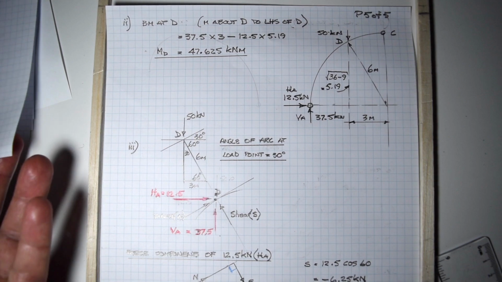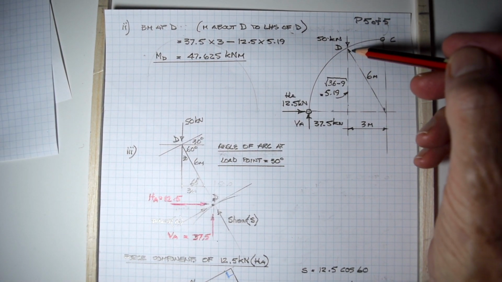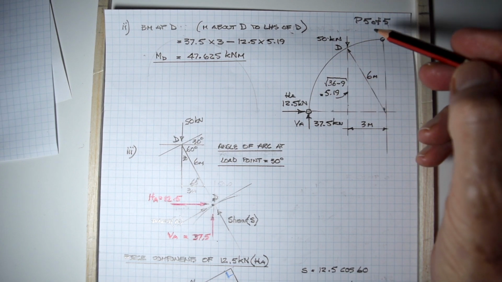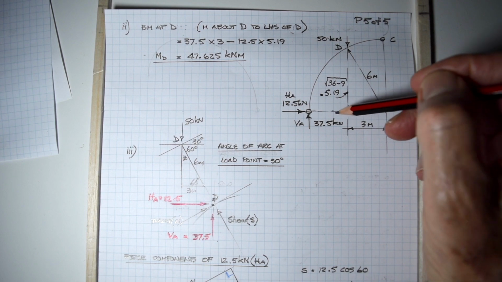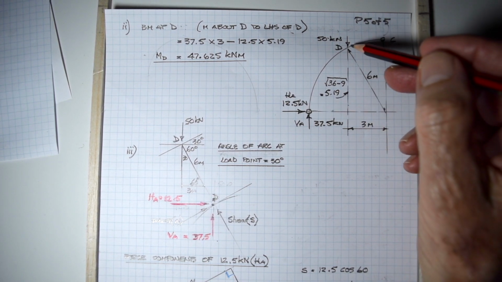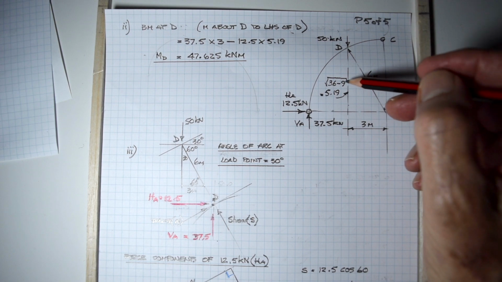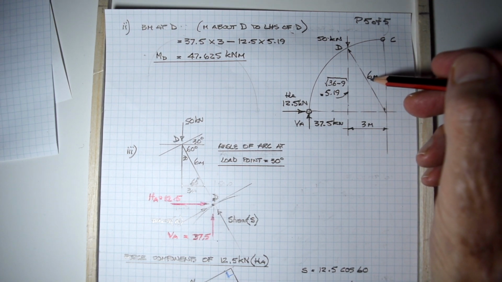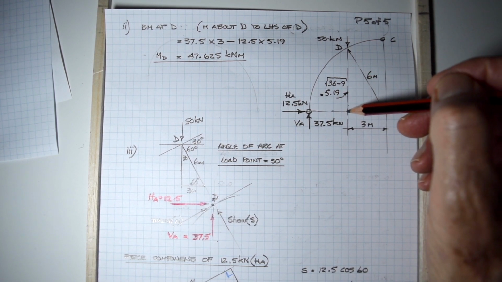We then move on to work out the bending moment at D, and I've drawn this out again. This dimension from the baseline of this part of the arch to D is, as we did earlier, the root of 6 squared minus 3 squared, 5.19 meters. That dimension there is 5.19 meters.